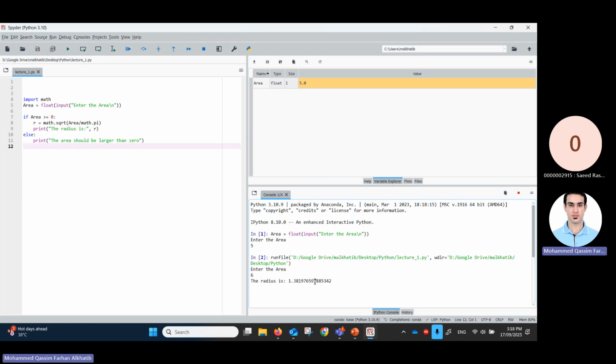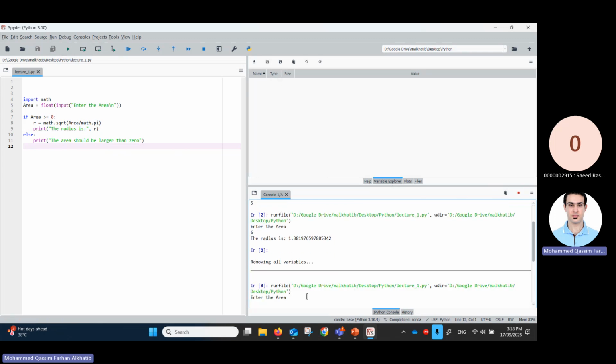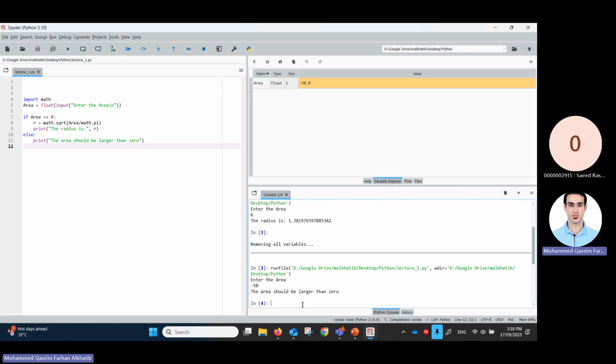All right, I'm done. So let's execute the code, enter the area. So let's say 6, the radius is 1.3, whatever. Now let's write another statement. So let's clear everything, run it again, and let me put a negative value, -50. Well, the area should be larger than 0. So that's it. That's a simple if statement.